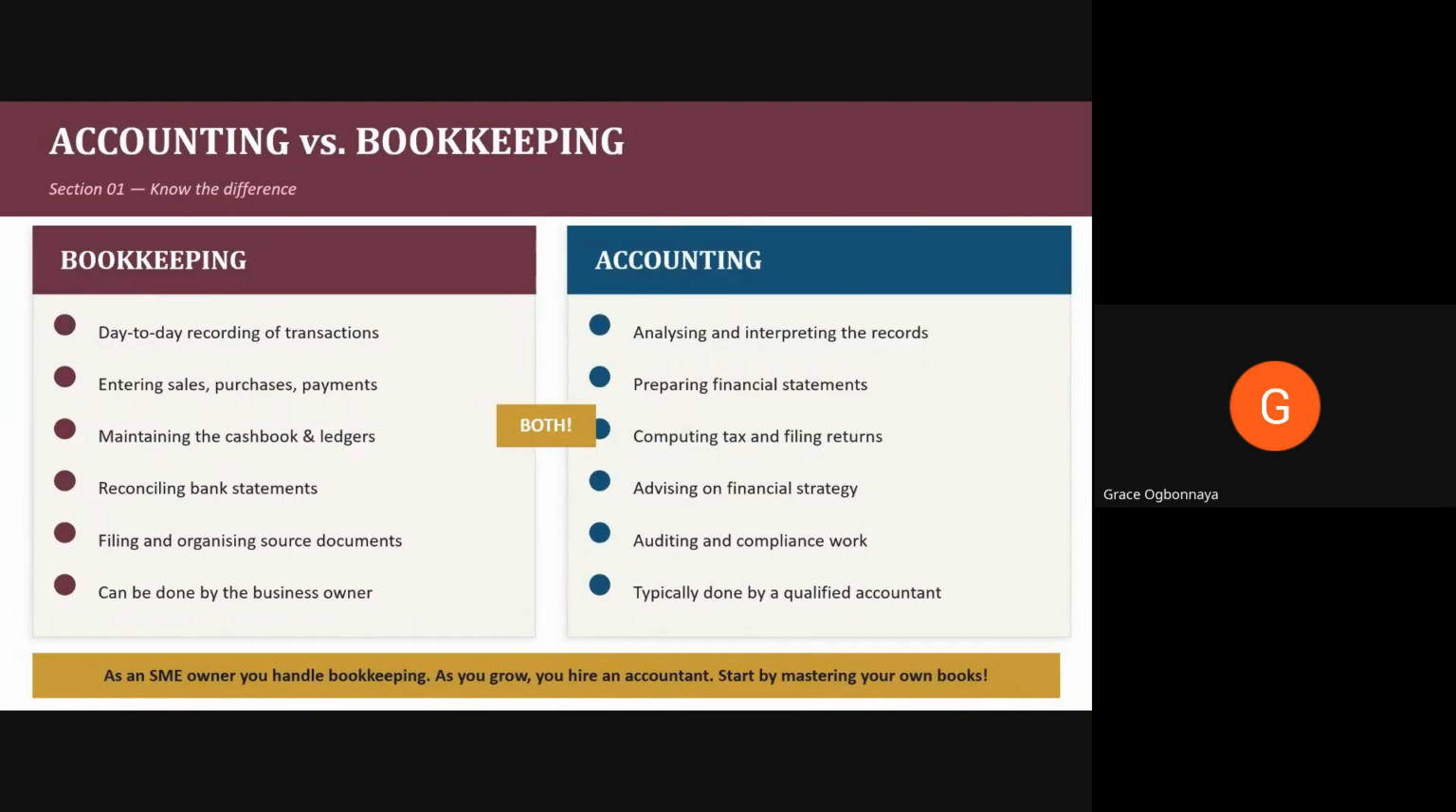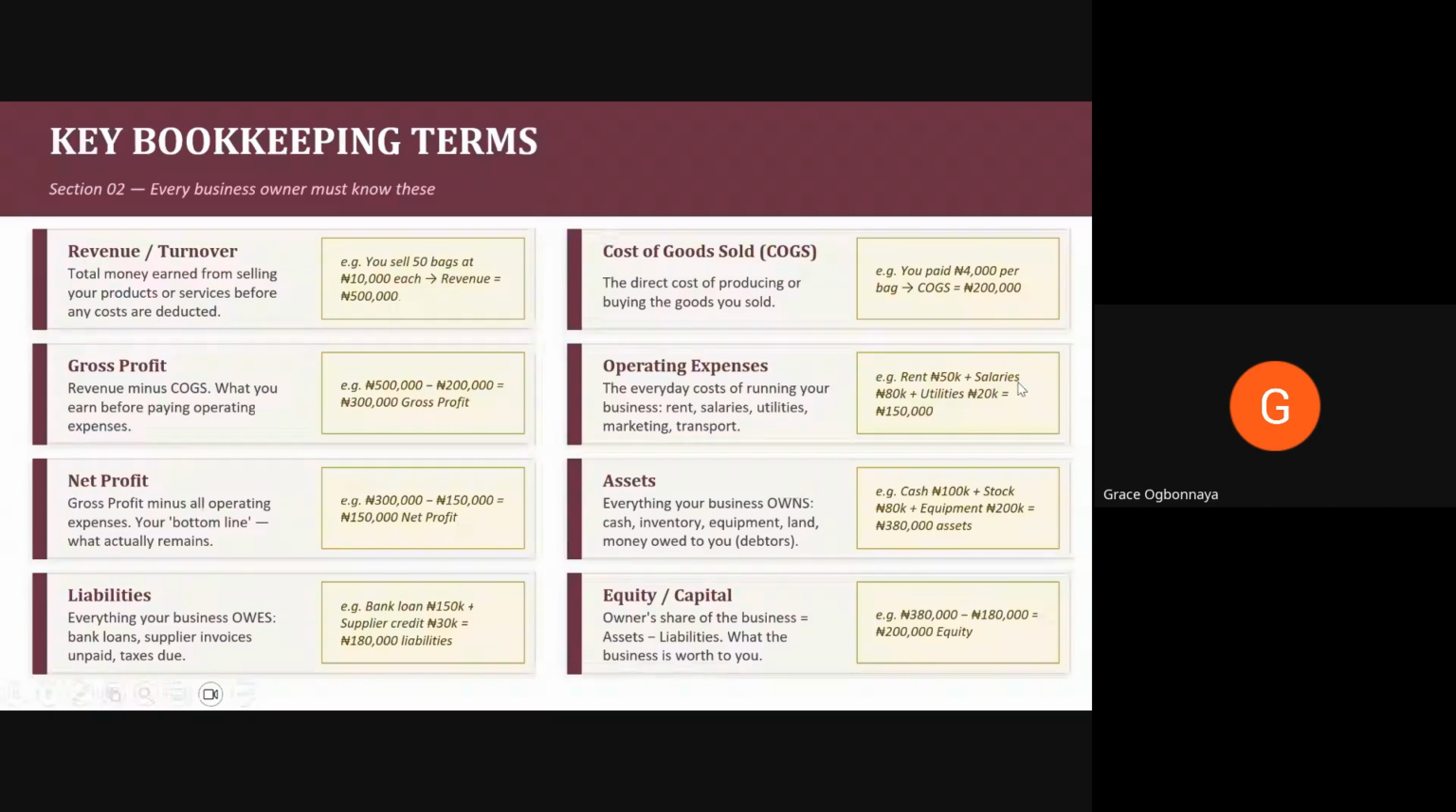As a business person, especially if you don't have the expertise, you cannot prepare your financial statement. We have the 3 financial statements; we are going to get there. You might know the rate of tax to be charged. You might have some ideas, but you might not be able to do the whole computation that you need to file. So that is the difference between accounting versus bookkeeping. So we need to know some key bookkeeping terms as a business owner to help us in our business.